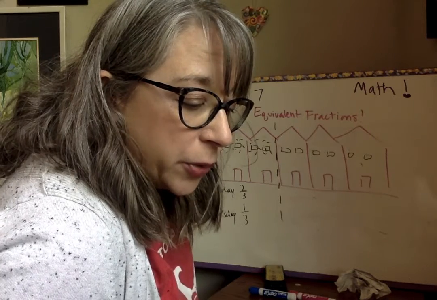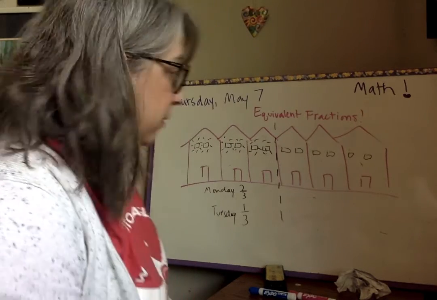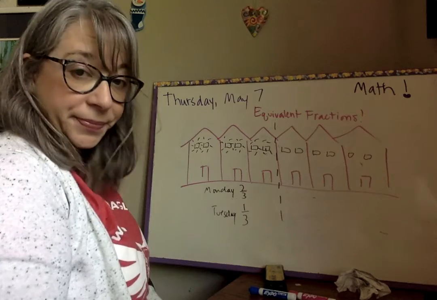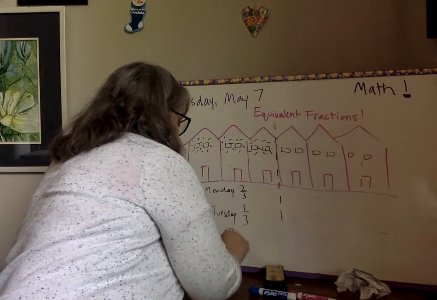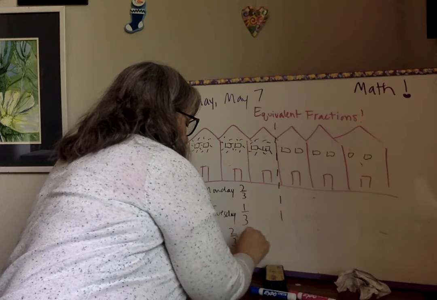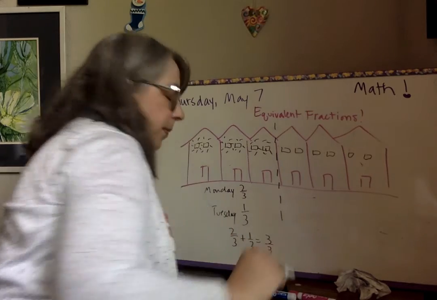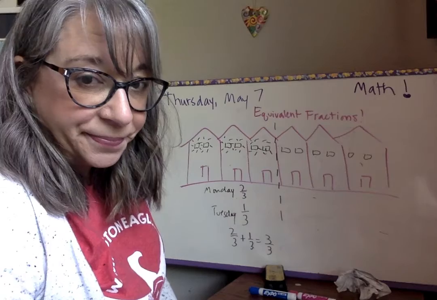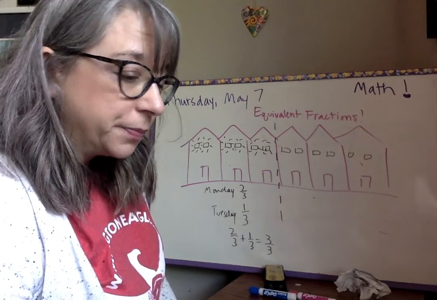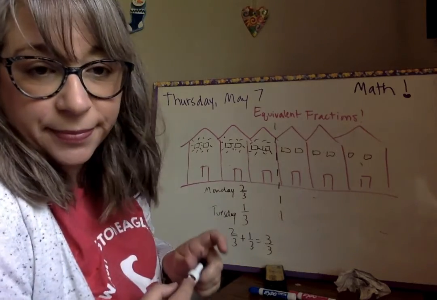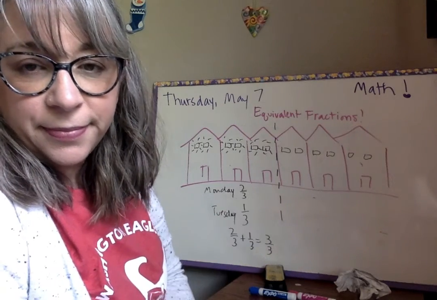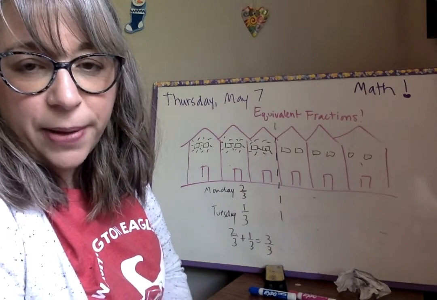How many windows were washed on both days? Well, how many windows are washed on both days? So we can say 2/3 plus 1/3 equals 3/3. Okay, so there you go. I was going to have that as a challenge question for you, but we just did it together, and that's okay.